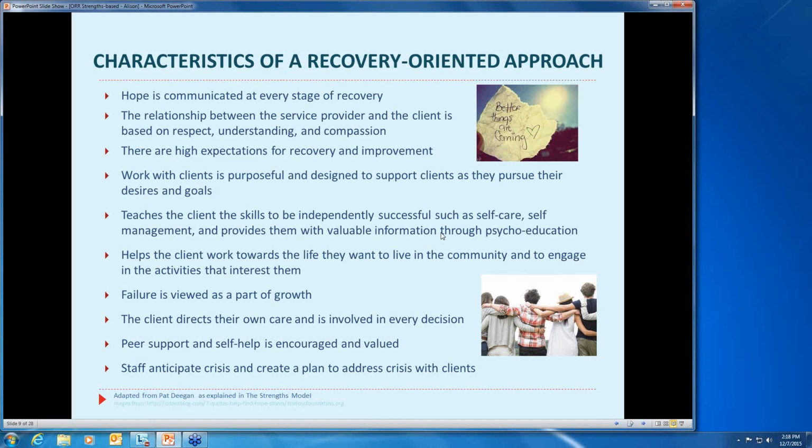And then last of all, and probably the most unexpected in a strengths-based approach, is the staff anticipates crisis and creates a plan to address crisis with clients. We know that the world isn't perfect and the recovery isn't going to be one smooth transition, and there's going to probably be setbacks. So it's good to plan for that, know what to expect, know what those next steps are, and know what everyone's role is in that. And that's something you really need to get the client involved in too, so that they can say what they want if there is a crisis.